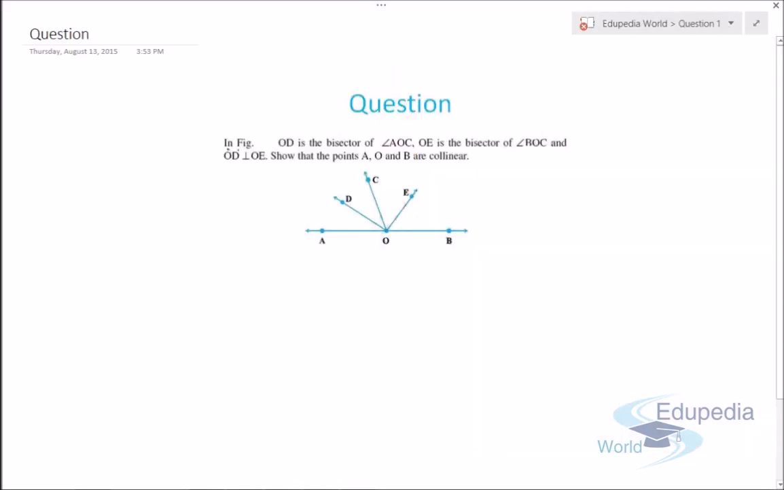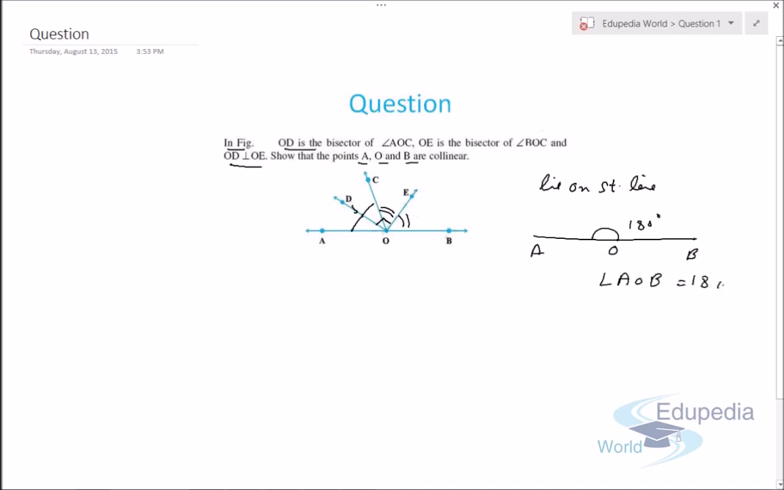Question number 1 says that in the figure, OD is a bisector of angle AOC, which means this angle is equal to this angle, and OE is a bisector of angle BOC, which means this angle equals this angle, and OD is perpendicular to OE. Now this means OD makes a 90-degree angle with OE. We have to show that A, O, B are collinear, meaning they lie on a straight line. That means we have to prove that angle AOB is 180 degrees.